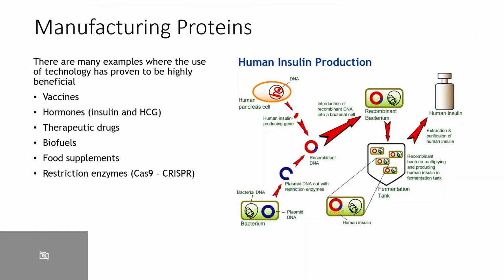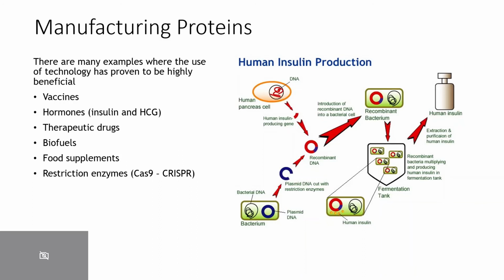These are some examples where the use of technology has proven to be highly beneficial, in particular manufacturing proteins. Vaccines have been very beneficial to our society all around the world. Also developing hormones such as insulin and HCG. There are many therapeutic drugs, biofuels, which are better for the environment, food supplements, so a lot of vitamins and minerals, and restriction enzymes.